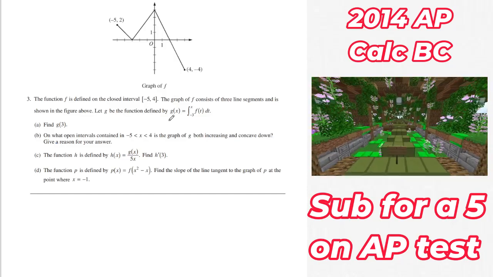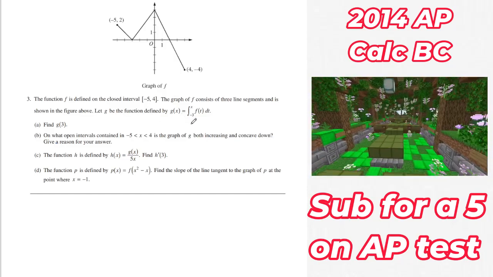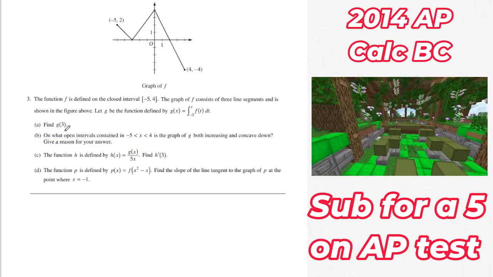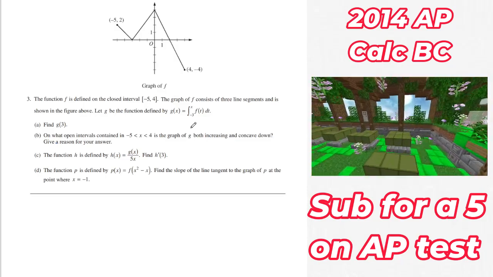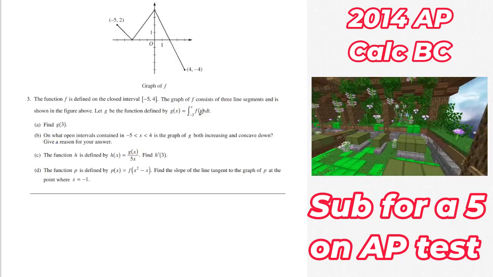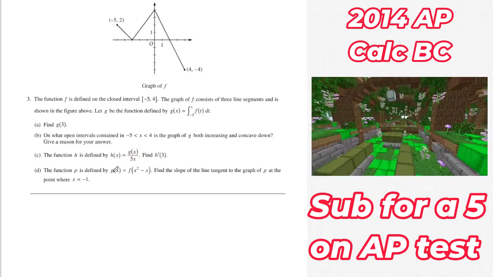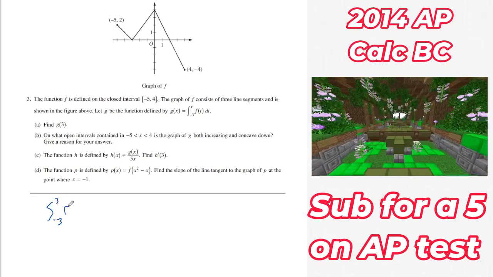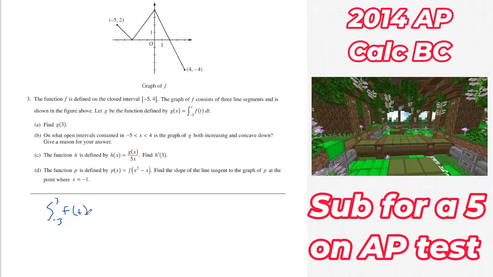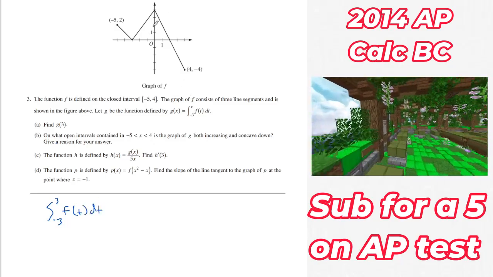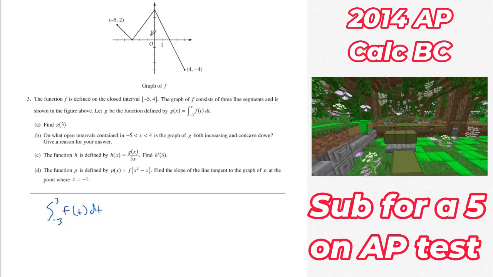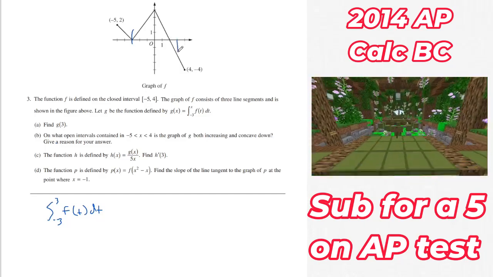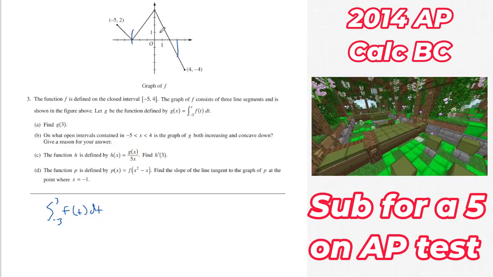Let g be the function defined by g of x is equal to the integral from -3 to x of f of t dt. So first we're asked to find g of 3, and g of 3 is basically just going to be equal to the integral from -3 to 3 of this graph here. So we'll write that out down here. The integral of -3 to 3 of our lovely graph f of t. And all that's saying is the area under the curve. So we calculate this area here all the way from here, and we're going to be ending at 3, so we'll calculate to there.